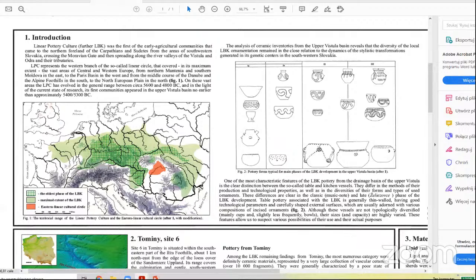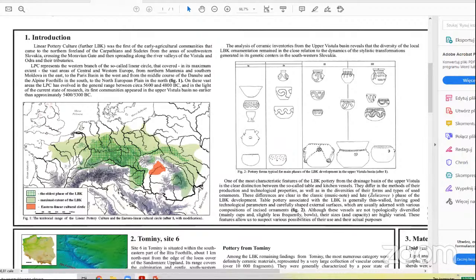One of the most characteristic features of the LBK pottery is the clear distinction between the so-called table and kitchen vessels. They differ in the methods of their production and technological properties, as well as in the diversities of their forms and types of used ornaments. These differences are clear especially in the classic, so-called music note, and late, so-called Żelazowce phase of the LBK development.